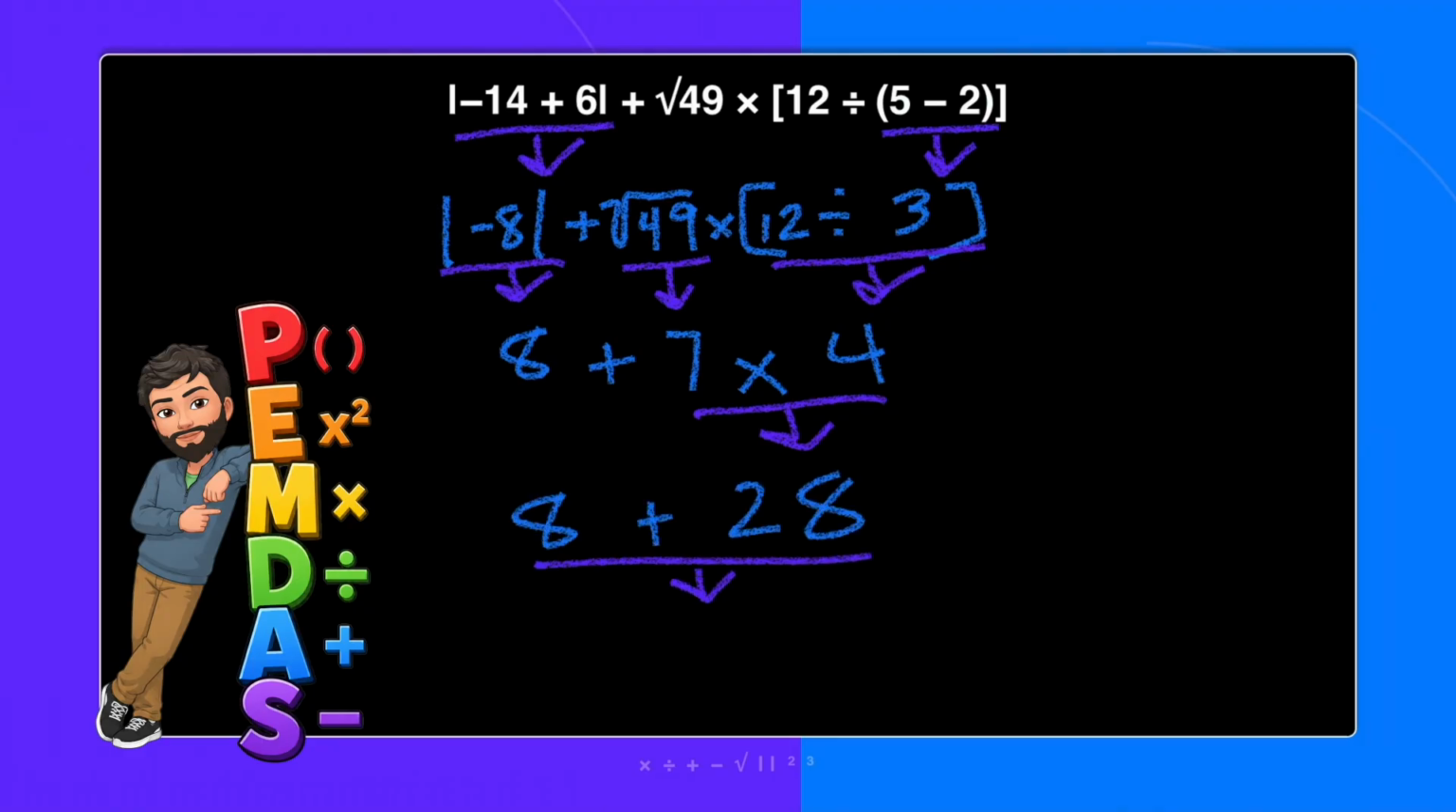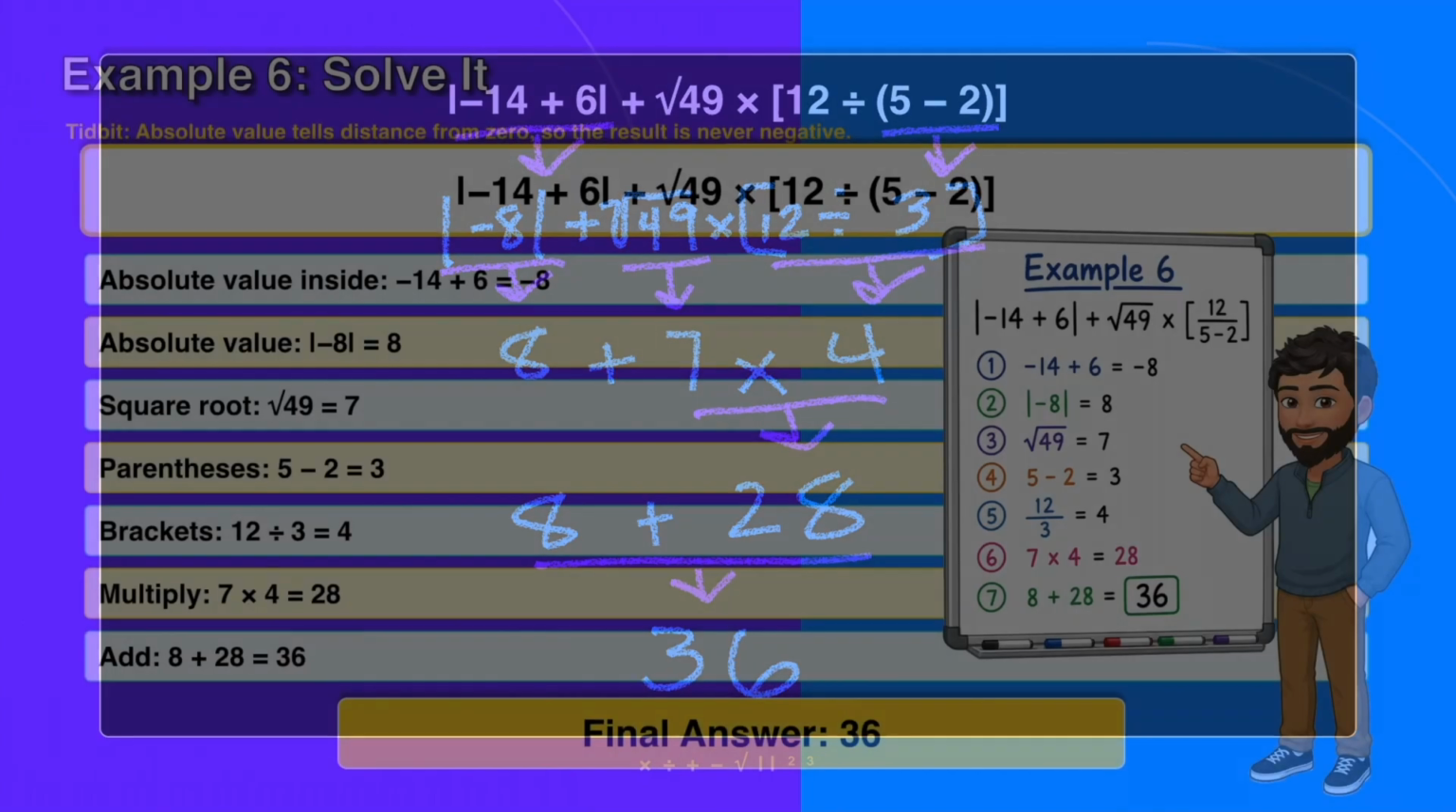We're left with 8 plus 28. 8 plus 28 gets us 36. All right, let's do a recap.